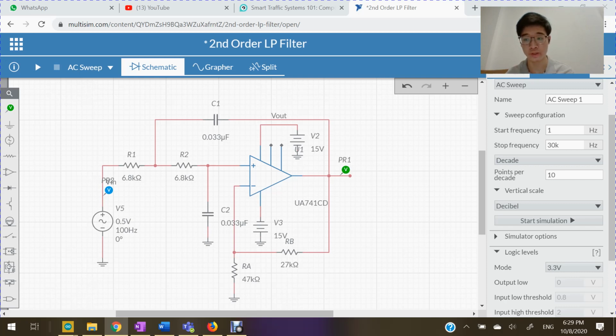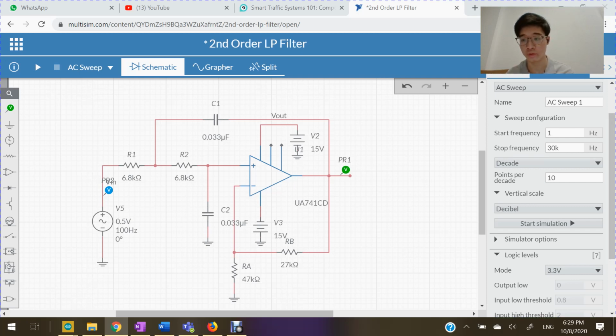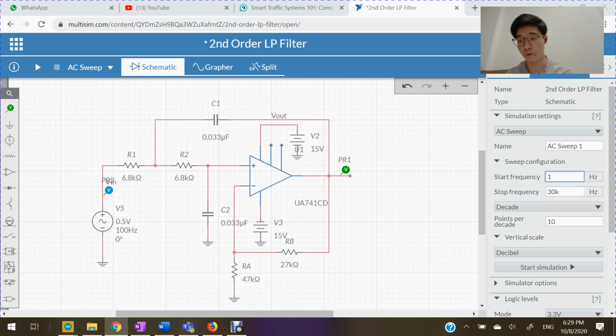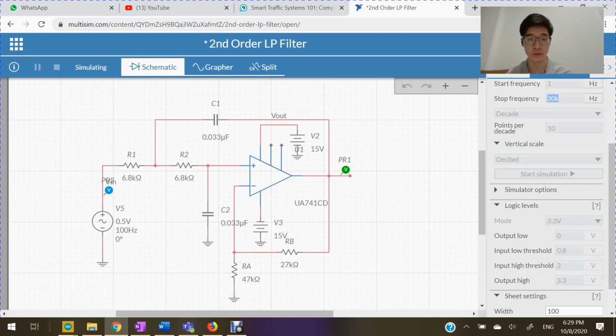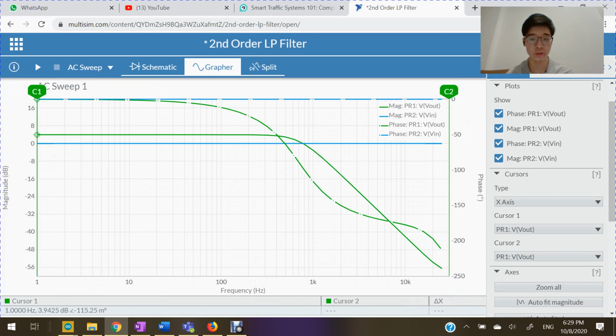Alright, so this is my circuit, and I will do an AC sweep from 1 Hz to 30,000 kilohertz with my vertical scale in decibels. And there we go. So this is my AC sweep.